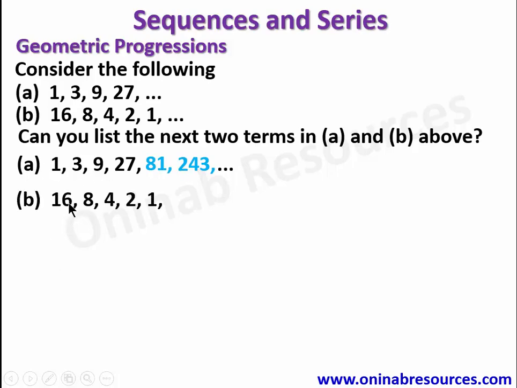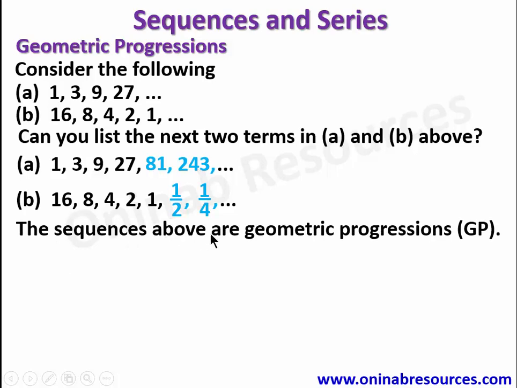For B, we have 16, 8, 4, 2, 1 and so on. If you look at it, 16 multiplied by half gives 8, 8 multiplied by half gives 4, 4 multiplied by half gives 2 and so on. So 1 times half gives half and half times half gives 1 over 4 and so on. These are the next two terms of the sequence in B.